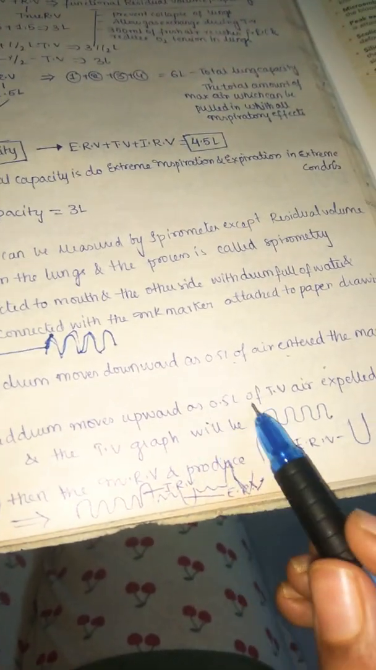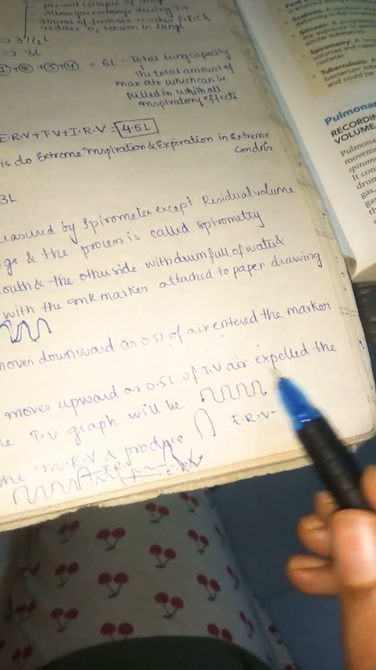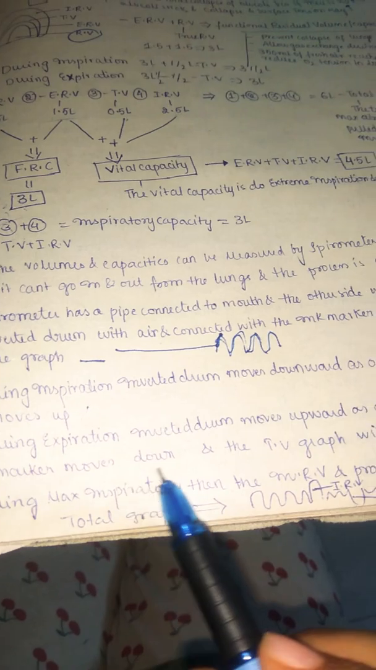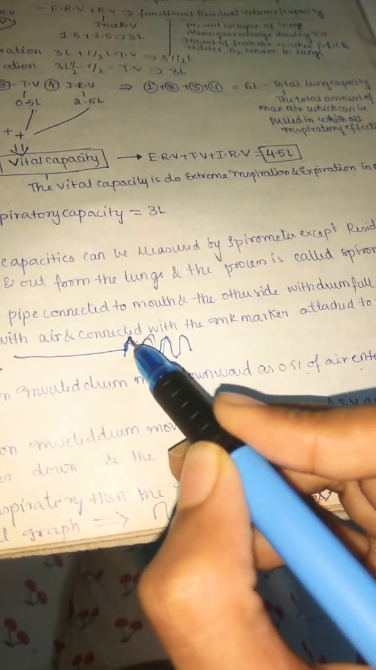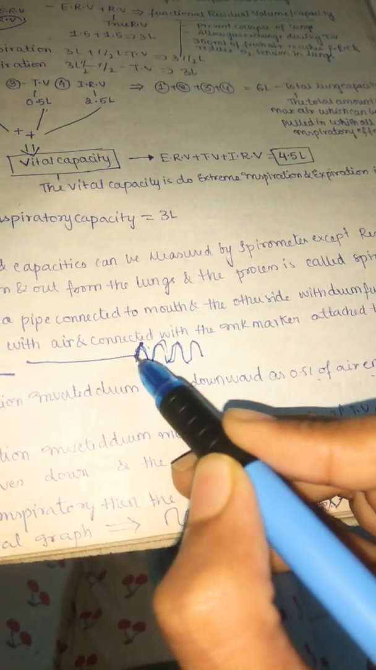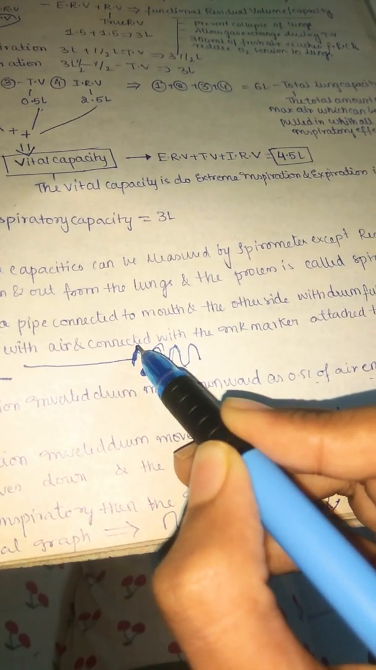During expiration, the inverted drum moves upward as 0.5 liters of tidal volume air is expelled. So the marker moves downward and the tidal volume graph will be like this. This downward movement is due to expiration. So always remember, due to inspiration there will be an upward movement in the graph, and due to expiration there will be a downward movement in the graph. So the graph is like this.